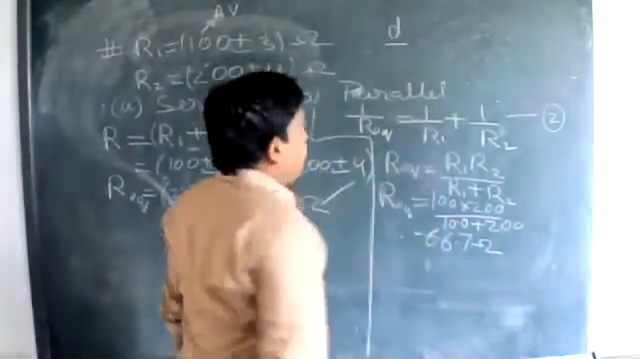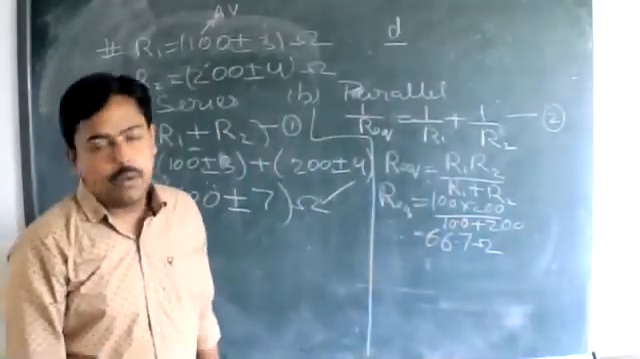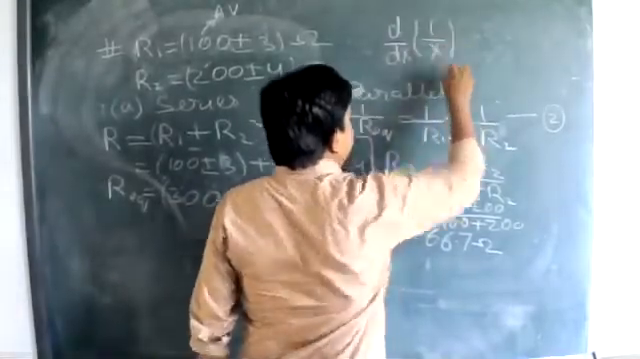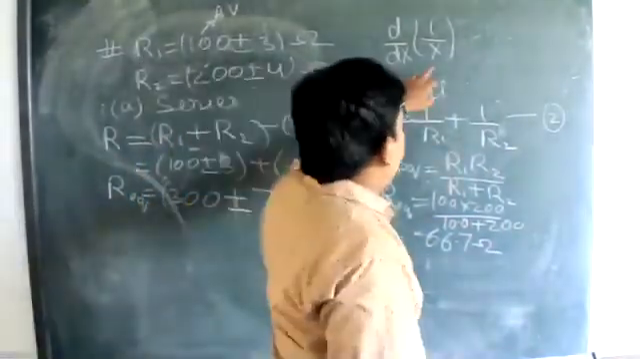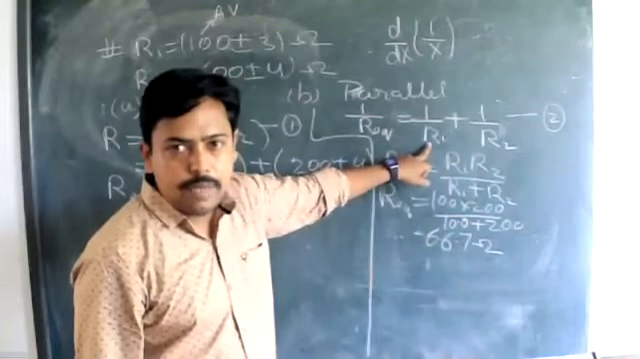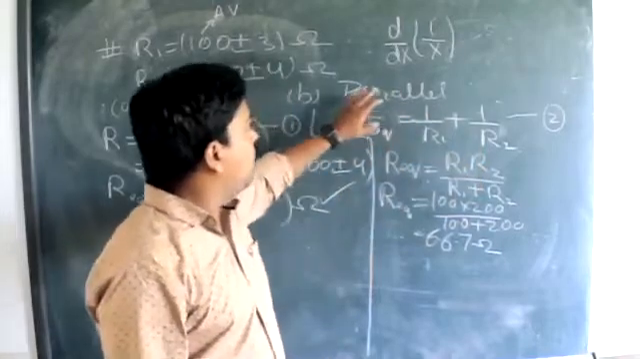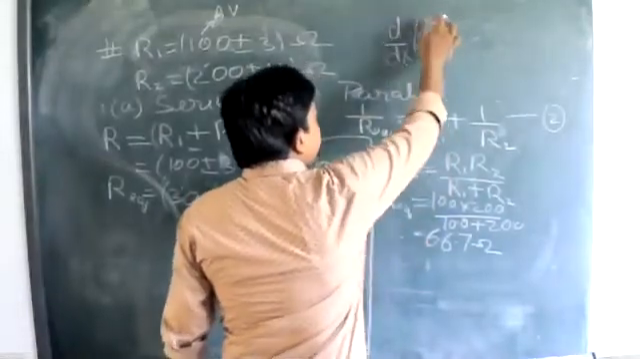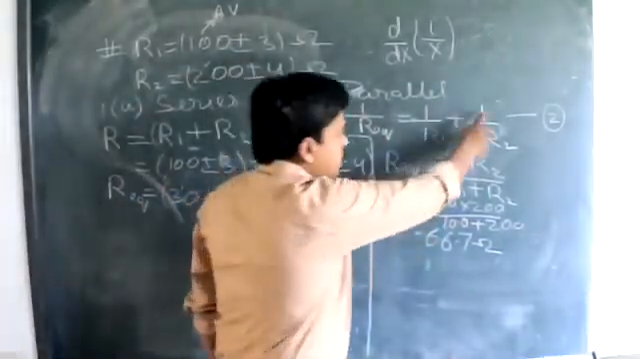There is one formula which will be used to calculate the fractional error for this quantity. If d upon dx of 1 by x is done, R is any quantity and we have to differentiate it. R1 is any quantity, we have to differentiate it. Similarly, this is also a quantity we have to differentiate. So this formula of differentiation will be applicable. If we want to differentiate a 1 upon x term, this is the same as a 1 upon x term.